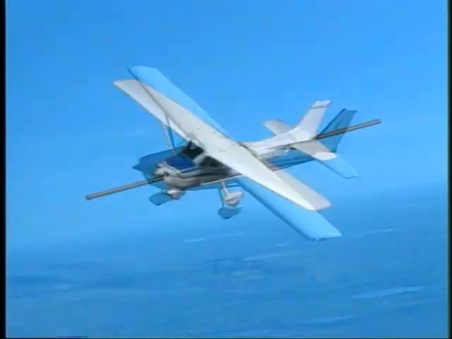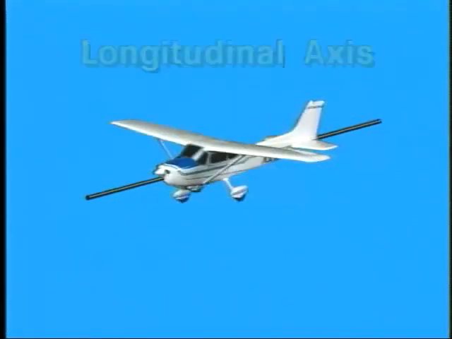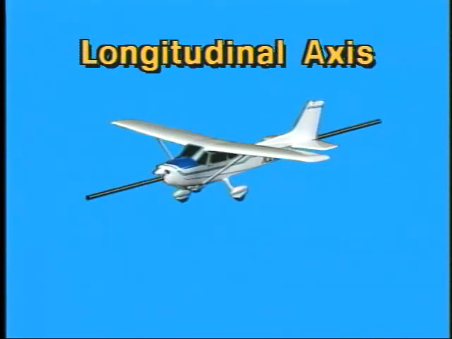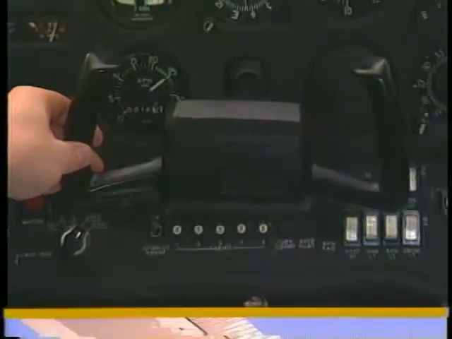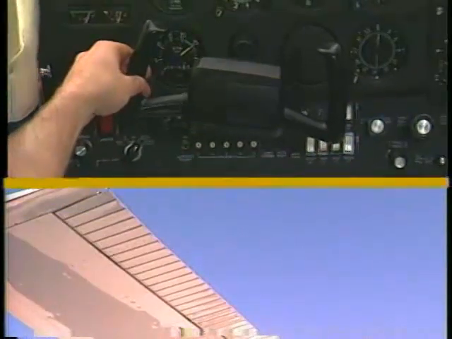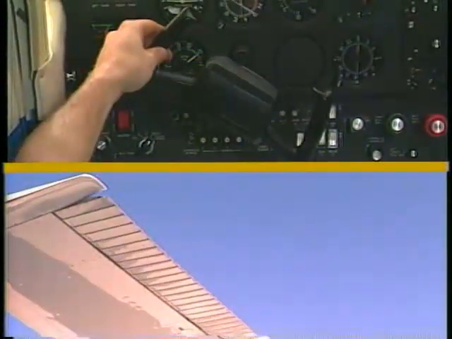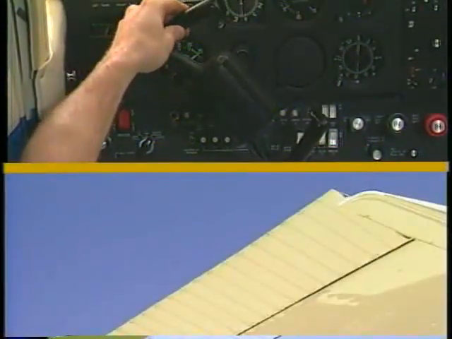When an airplane is banked, it rolls about the longitudinal axis. For a right bank, you rotate the control wheel to the right. This moves the left aileron down and the right aileron up.